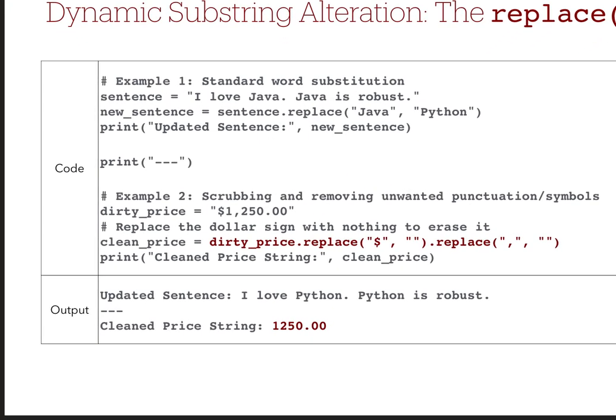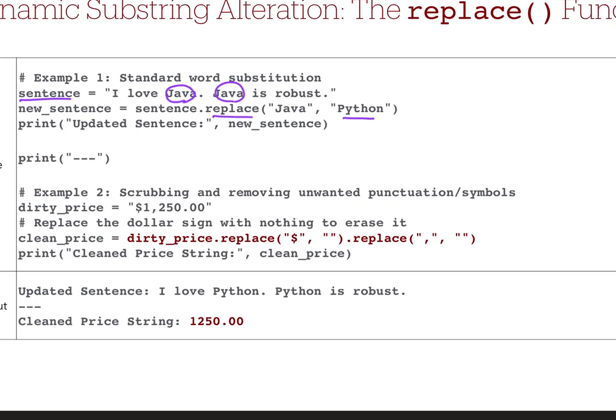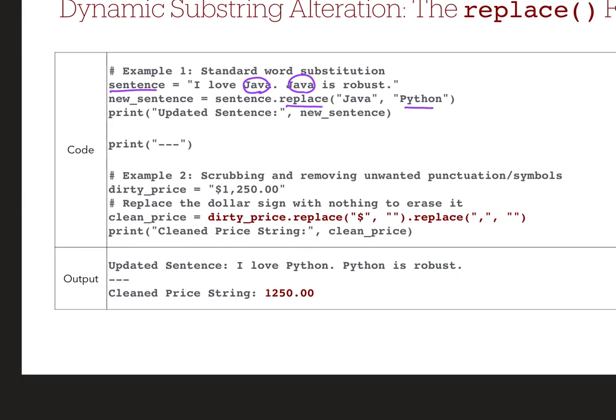So here is some example. Suppose that I have this sentence, I love Java, Java is robust, okay? And the new sentence will be, sentence replace Java with Python. Then whenever I see Java in this character string, that will be replaced by Python. So the occurrences of Java will be replaced by Python. So if you print, this will be shown.